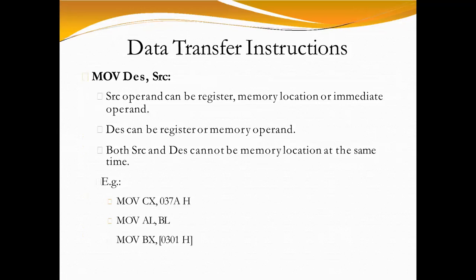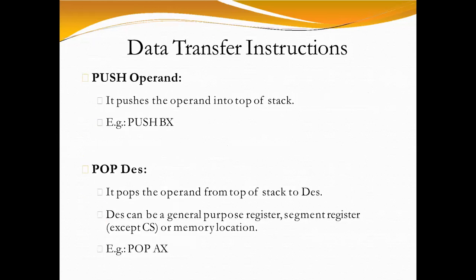What is the first example of data transfer instruction? MOV destination, source. DES is the destination, which can be a register or memory operand, and SRC is the source. This operand can be a register, memory location, or immediate operand, but both cannot be memory locations at the same time. For example, MOV CX, 037AH; MOV AL, BL; MOV BX, 0301H. This is the example of MOV. It is used to copy a byte or word from the provided source to the provided destination.